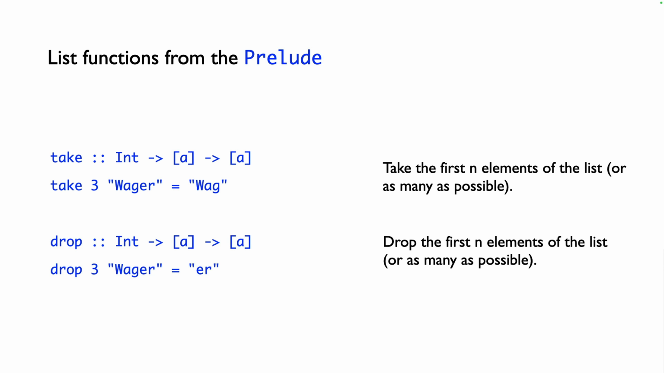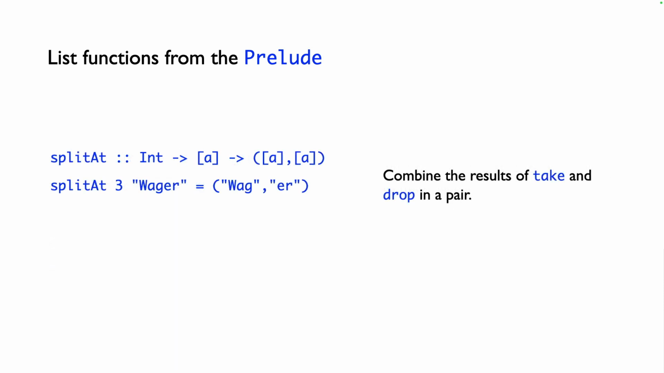Now, if I wanted to take 10 from the list wager, I would just get back the list wager itself. It can only take 5 elements. And similarly, if I wanted to drop 10 from the list, I would get the empty list. It can only drop 5 elements. So it will drop as many as possible in the case where the n is bigger than the length of the list.